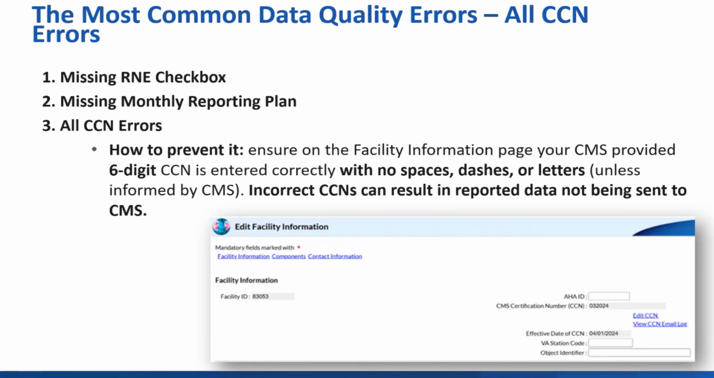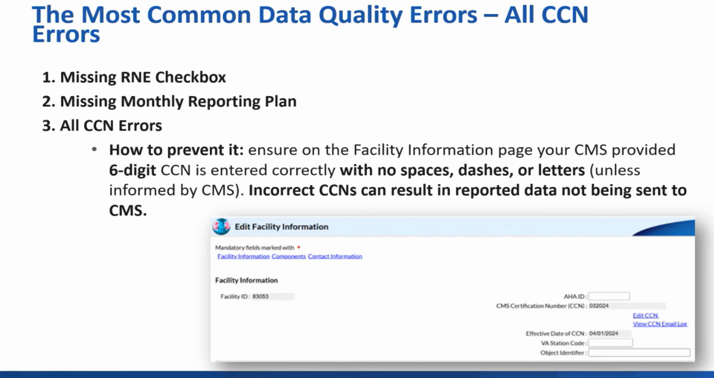And finally, we have all CCN errors. So, how to prevent it is to ensure on the facility information page, the same page where also your FA information is, to make sure that your 6-digit CCN is properly the one that was provided to you by CMS. Make sure it's entered correctly with no spaces, no dashes, and no letters, unless informed by CMS.